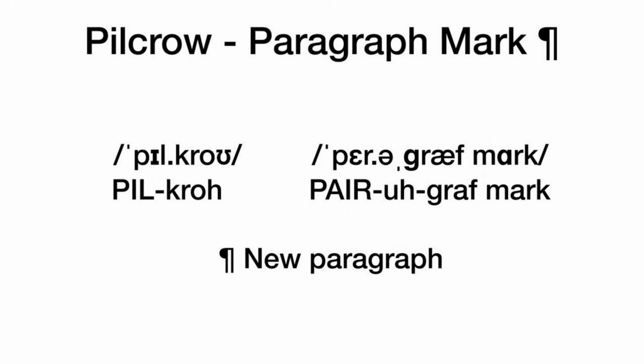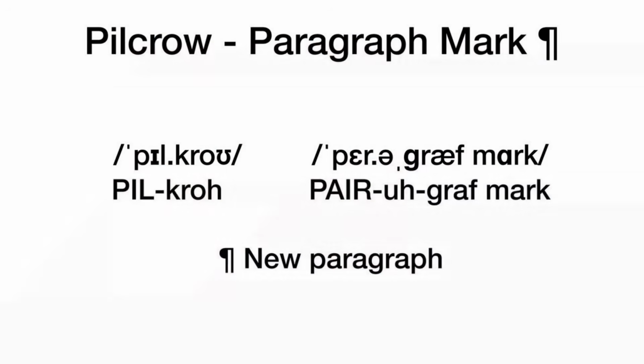And then for paragraph mark, love this one. We got a lot going on here. 4 syllables. We are going to have the main stress on pair. Move your mouth for that air vowel. Pair. Schwa sound, love it. Graph, and then mark. Paragraph, paragraph mark, paragraph mark.